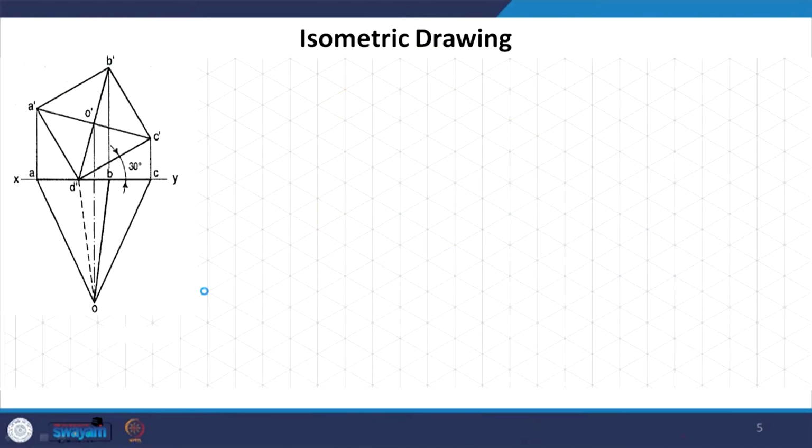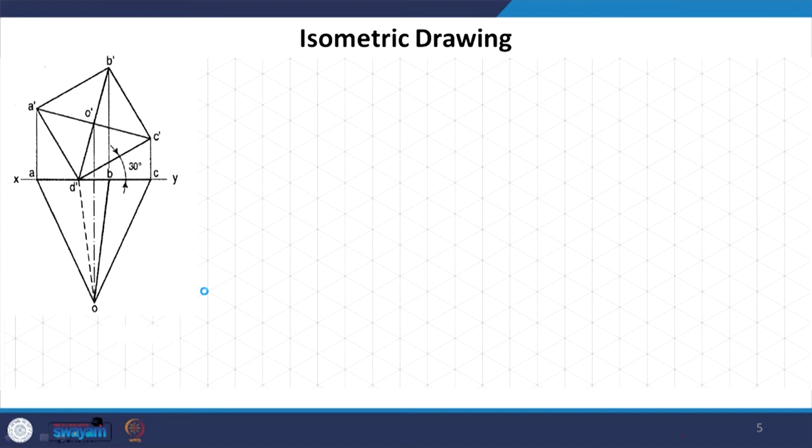Let us take another example. Now, this is the same pyramid as the previous one. This is exactly the same as we saw here, but the only thing is that it is now kept in such a way that its axis is perpendicular to the VP and parallel to the HP. This is what we are going to be drawing.